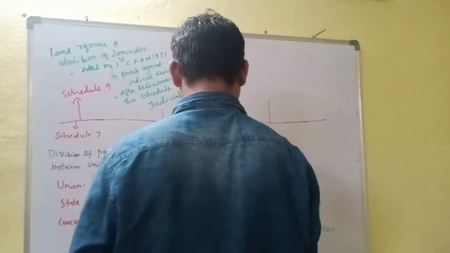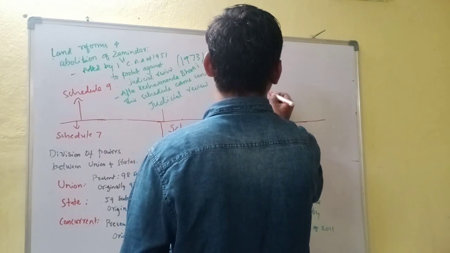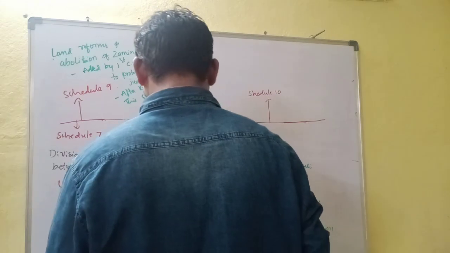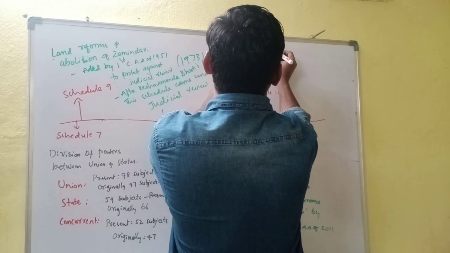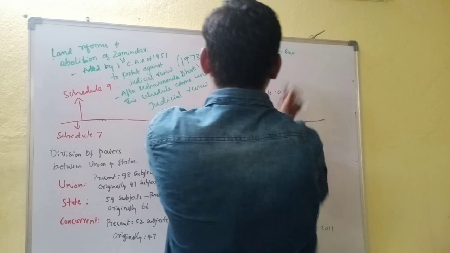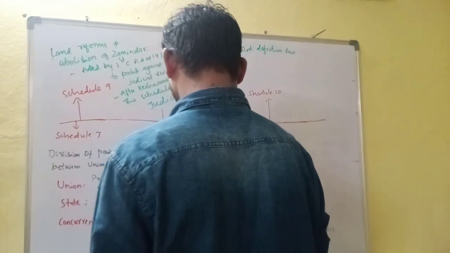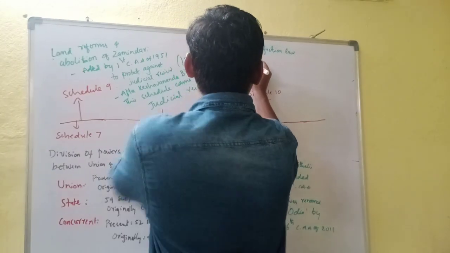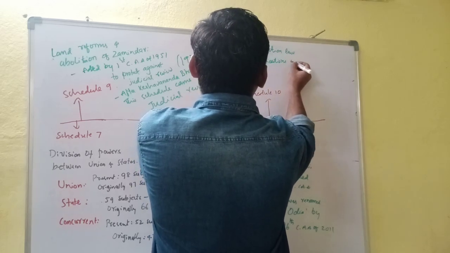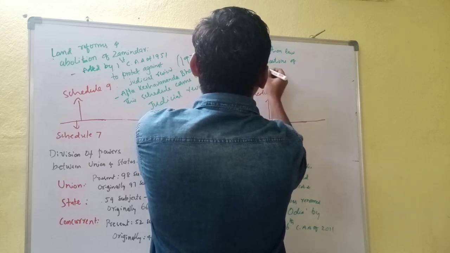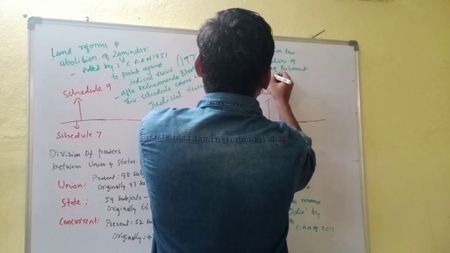Next schedule is Schedule 10. It tells about the anti-defection law and disqualification of members of parliament, the Lok Sabha, Rajya Sabha, and state assemblies also.